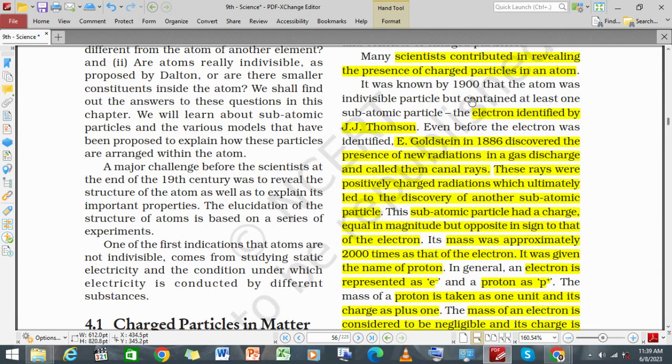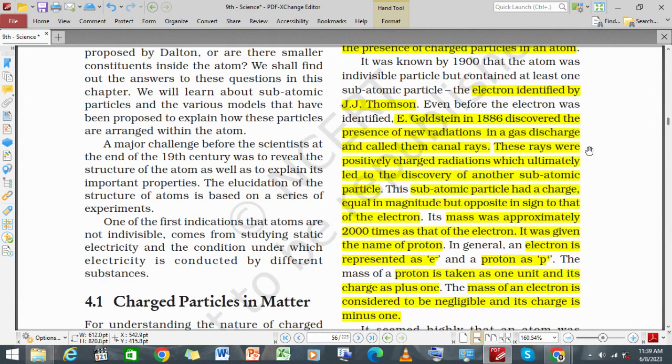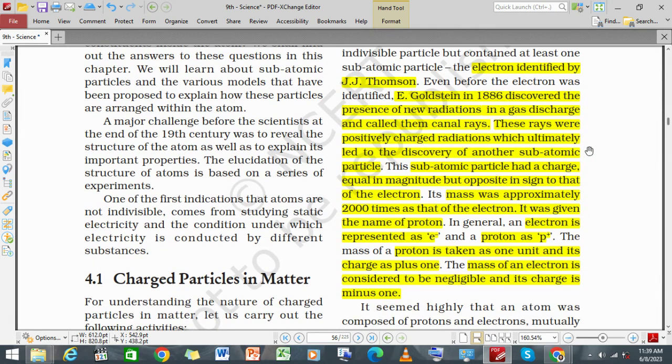An electron was identified by J.J. Thomson. We have to remember it. Electron was identified by J.J. Thomson. Now, E. Goldstein in 1886 discovered the presence of new radiation in gas discharge and called them canal rays. That means Goldstein did the canal rays experiment, and these rays were positively charged radiation, which ultimately led to the discovery of another subatomic particle.